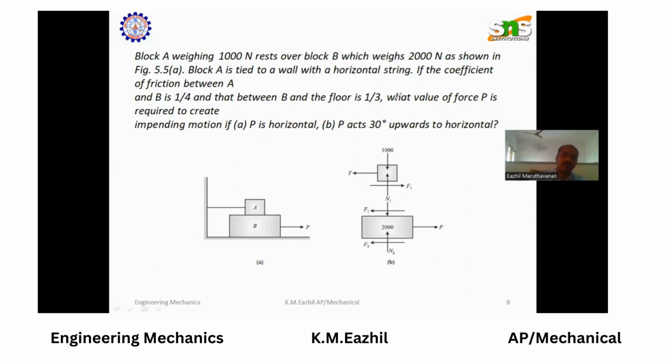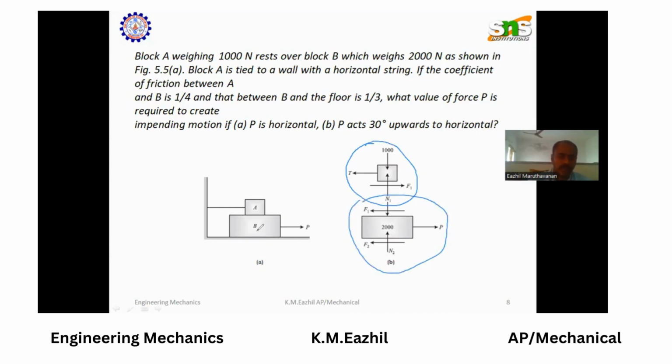The coefficient of friction between the blocks is 1 by 4, and between the block and the floor is 1 by 3. We have to draw the free body diagram of each block. First, we have to draw the free body diagram of block A and then block B.